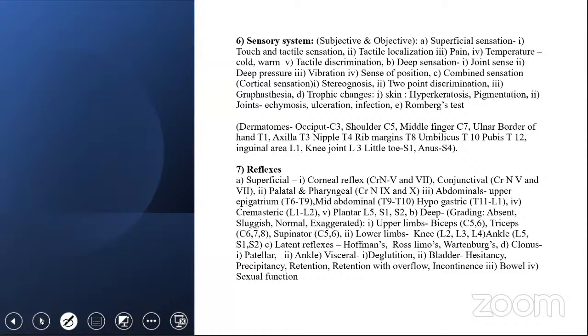Romberg's test. So you remember the occiput is dermatome C3, shoulder C5, middle finger C7. This is very important. Then you look for reflexes: corneal, conjunctival, parietal, pharyngeal, abdominal, upper epigastrium T6 to T9, mid T9 to T10, epigastric T11 to L1, cremasteric, plantar L5, S1, S2. Grading of the reflexes, you do sluggish, normal, exaggerated, and you have upper limb, biceps, triceps, supinator, lower limb, knee, and ankle, and latent reflexes, Hoffman's, Rossolimo's, Wartenberg's, and you look for clonus, patellar, ankle, visceral, and deglutition.